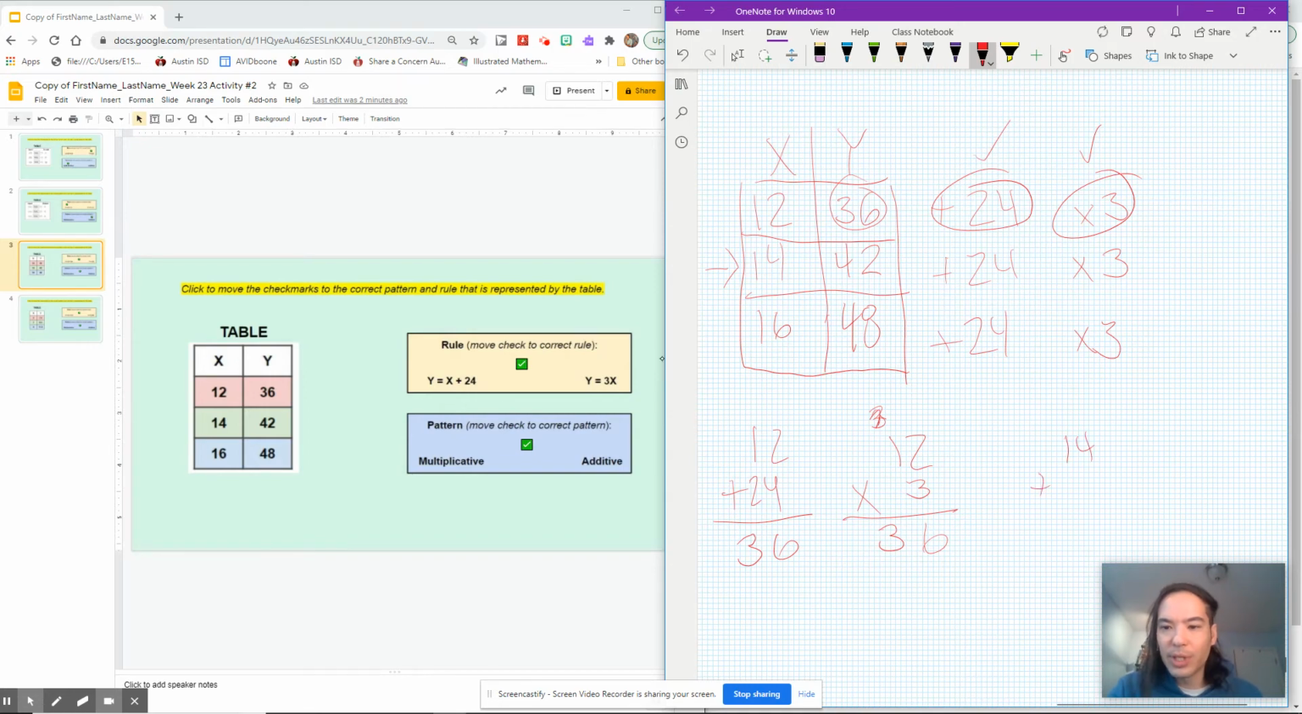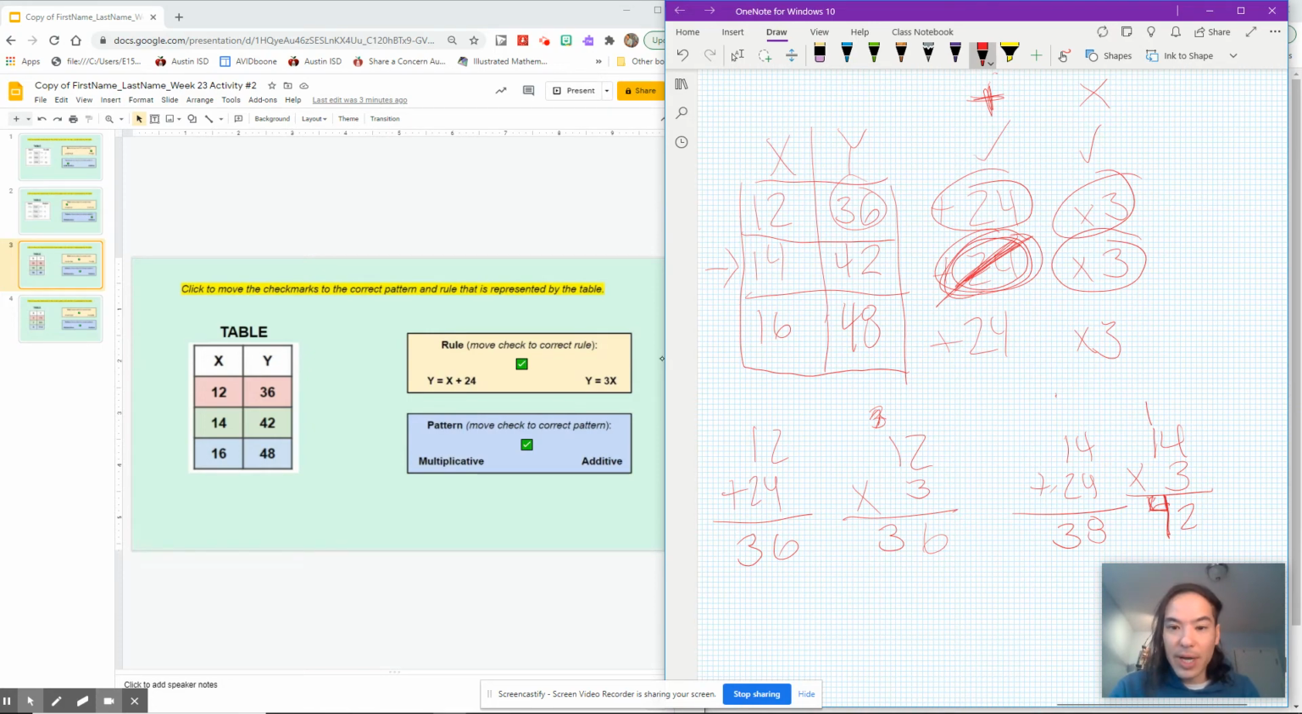We're going to try 14 plus 24. We're going to do our additive rule first. 24 plus 14. 2 plus 1 is 3. That makes 38. So that suggests that 14 times 3 is probably going to give us 42. 3 times 4 is 12, carry the 1. 3 times 1 is 3, plus 1 is 4. I don't know why I'm having trouble multiplying this morning, but hey, it happens. So 14 times 3 turns into 42. Adding 24 did not work, times 3 did work.